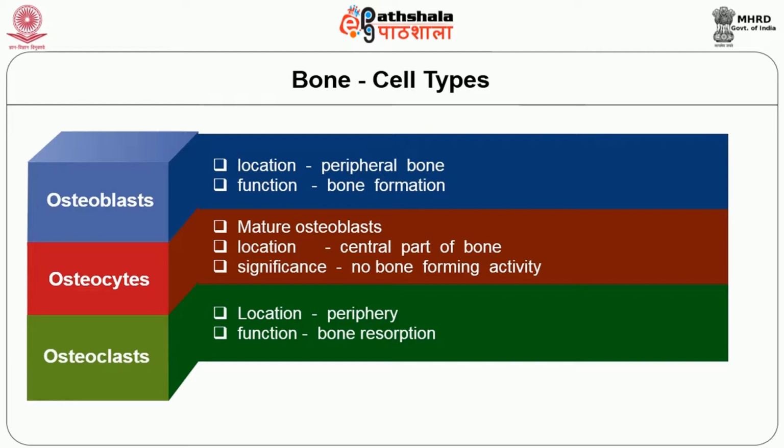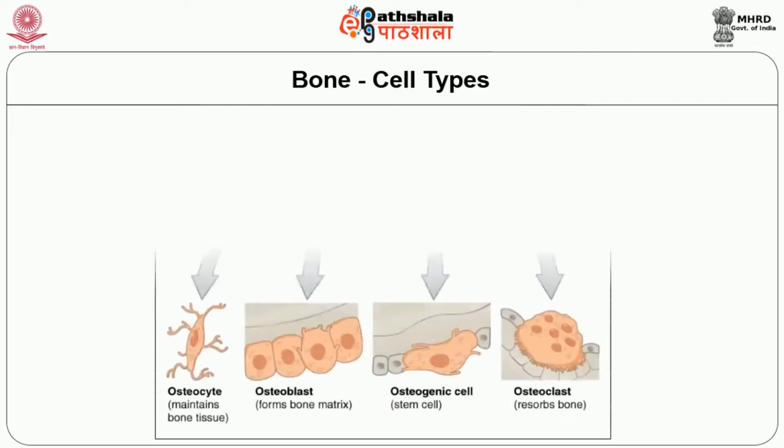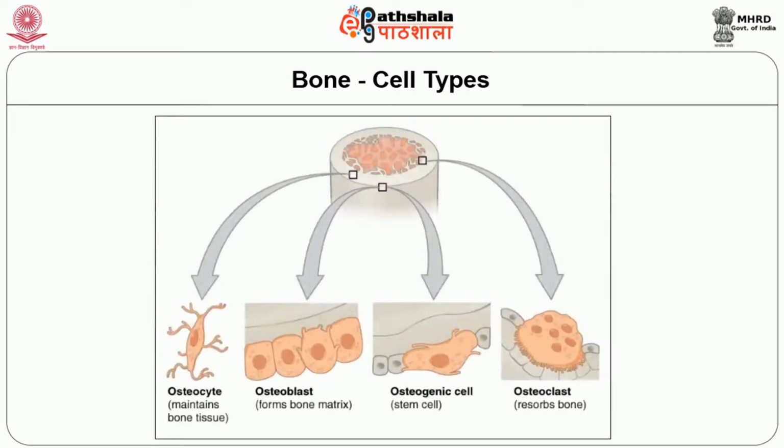The osteoclasts are the cells which are responsible for bone resorption, and they are also found in the peripheral part of the bone. When they act, they remove the calcium, and especially they cause the demineralization of the bone. Here we can see the various types of cells in the bone.